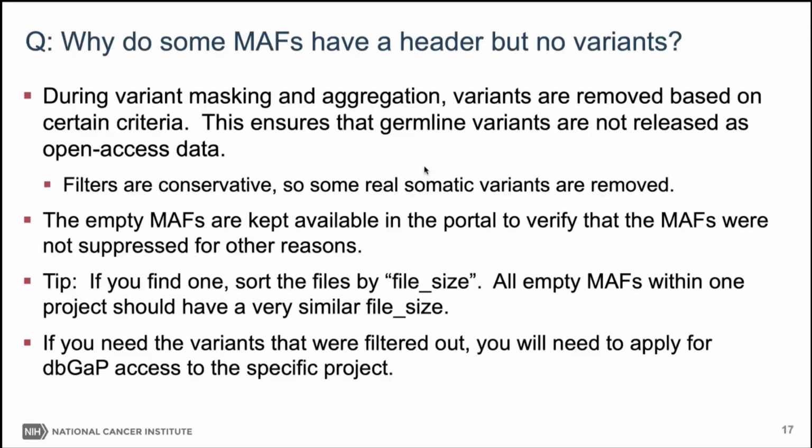Now let's say you know that you do need variants from certain aliquots, and you find empty MAFs. So you will need to access the controlled access MAFs, and in order to do that, you will need to apply for dbGaP access to the specific project, which we'll get into some light details about later.